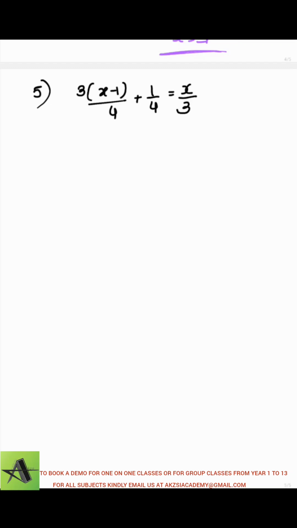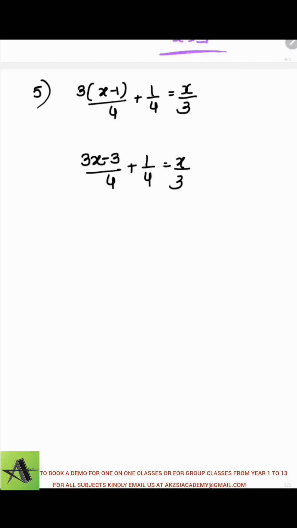So expansion is 3 times x is 3x. 3 times minus 1 is minus 3 over 4. Plus 1 over 4 equals x over 3. So in fractions, if you remember, I said if everything is simplified, our main aim is to bring all the variables on one side and all the constants on the other side. Here we can see that they all are fractions, so we have to separate out all the variables on one side and constants on the other side.